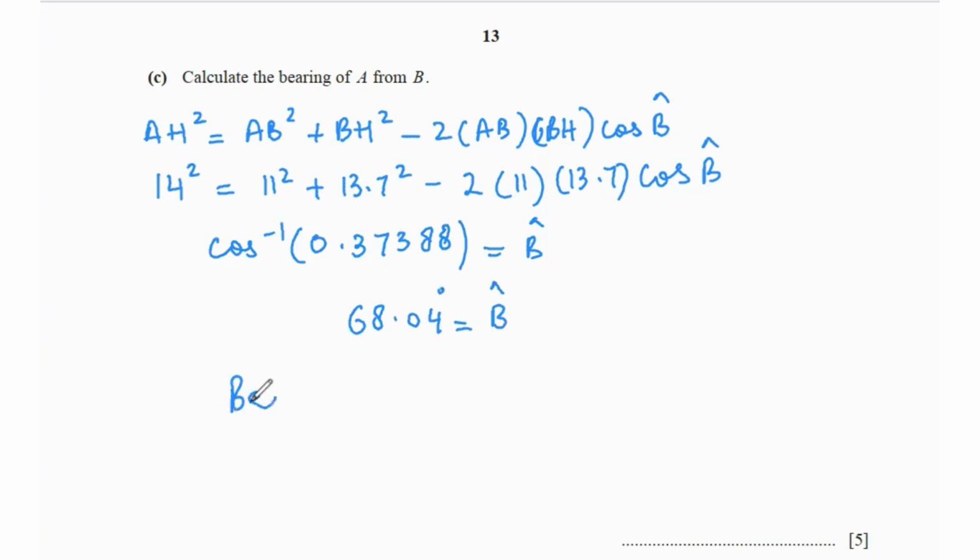So now the bearing is going to be the sum of 68.04 plus 100 plus the 90, and that is equal to 258.4 degrees. That is your bearing of A from B.